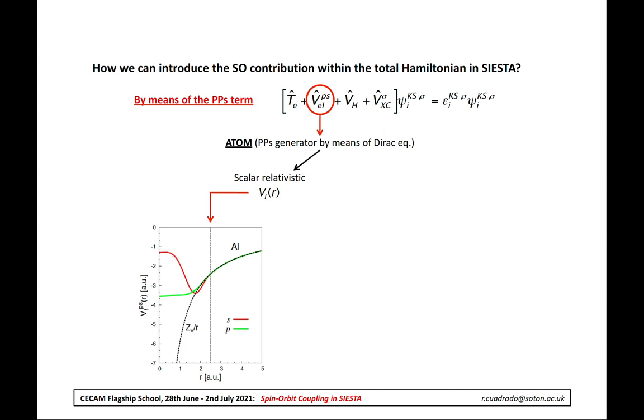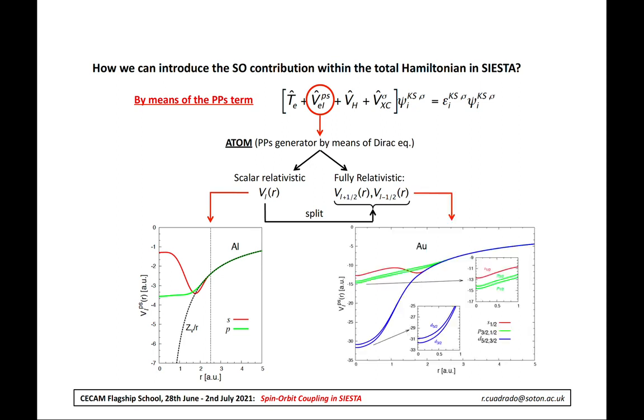Instead of solving the Schrödinger equation, Atom can also solve the Dirac equation, and in this case there would be, for each L quantum number, two states. For example, for gold, on the right side, each L state is now split into two curves, L plus 1/2 and L minus 1/2.